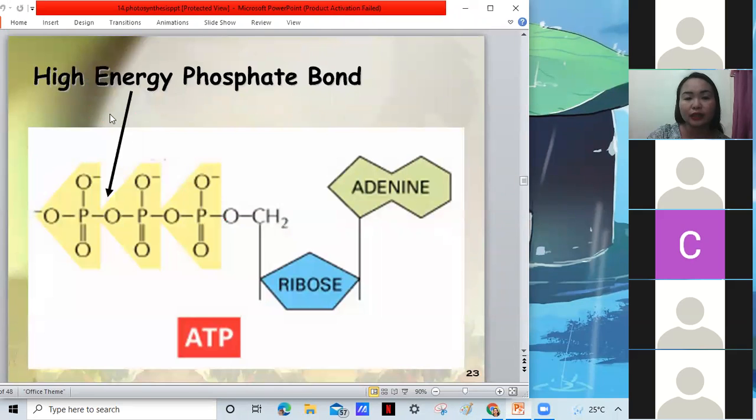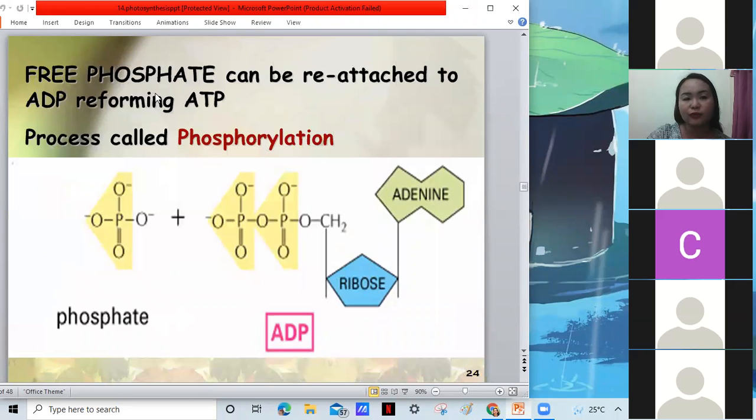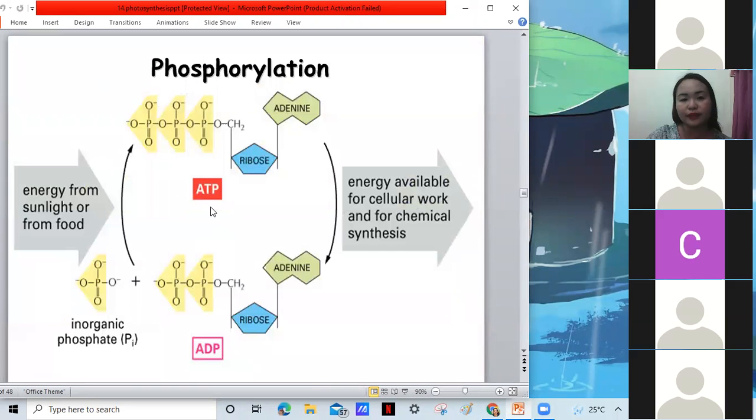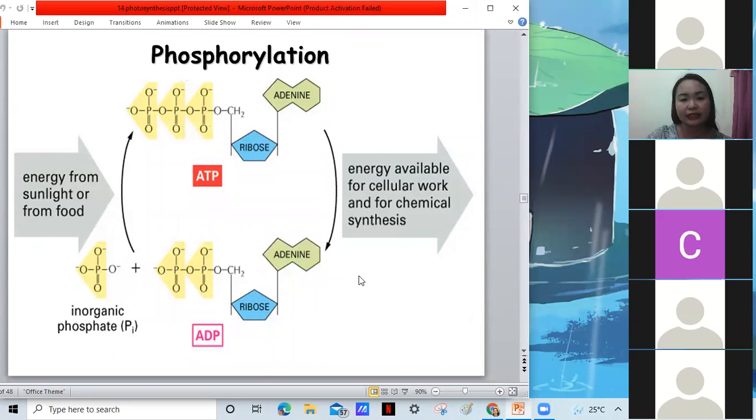So this is what the high energy phosphate bond looks like. As you can see, we have ATP, ribose, and adenine. And free phosphate can be reattached again to ADP to form ATP again in the process called phosphorylation. So in phosphorylation, you can see here in the figure the cycle, the recycling of energy, from sunlight or from food into energy available for cellular work and for chemical synthesis.